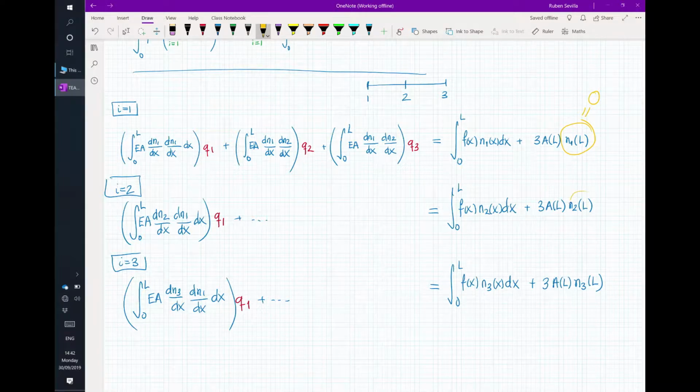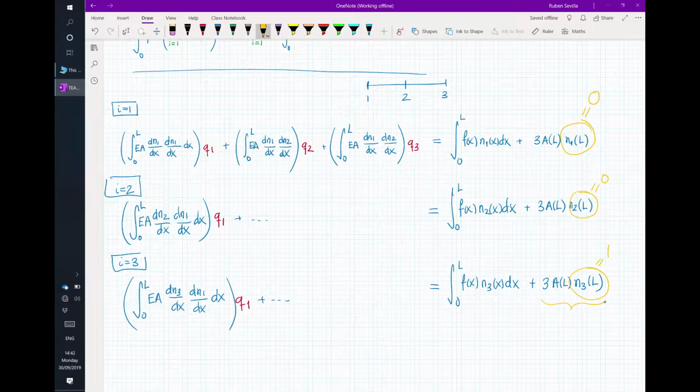What about N2 of L? Same thing. Same thing. And what about the last one? 1. So it's only one equation that the boundary condition is contributing to, the one associated to the point where you have the information. Okay? Right.